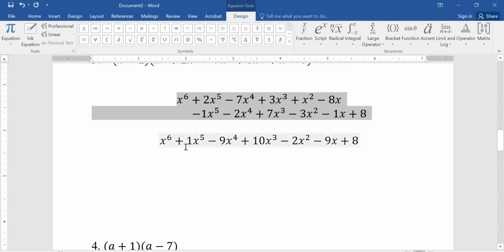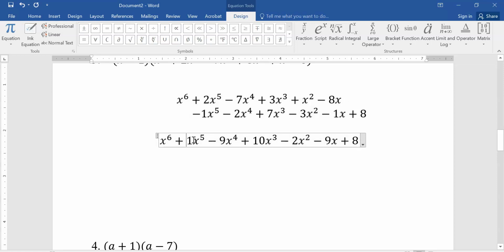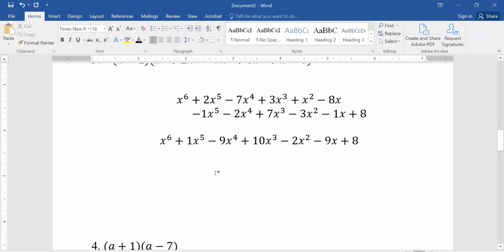Again, hopefully I've done all my calculations correctly. Now, again, if you want this 1 as a coefficient, it doesn't matter if you write 1x to the fifth or just x to the fifth. That's fine. It's always okay to omit a 1 as a coefficient.